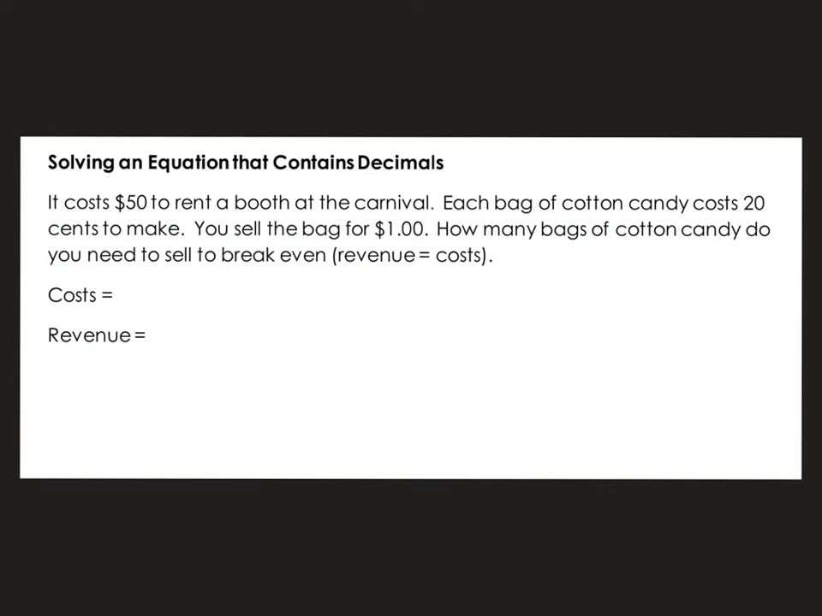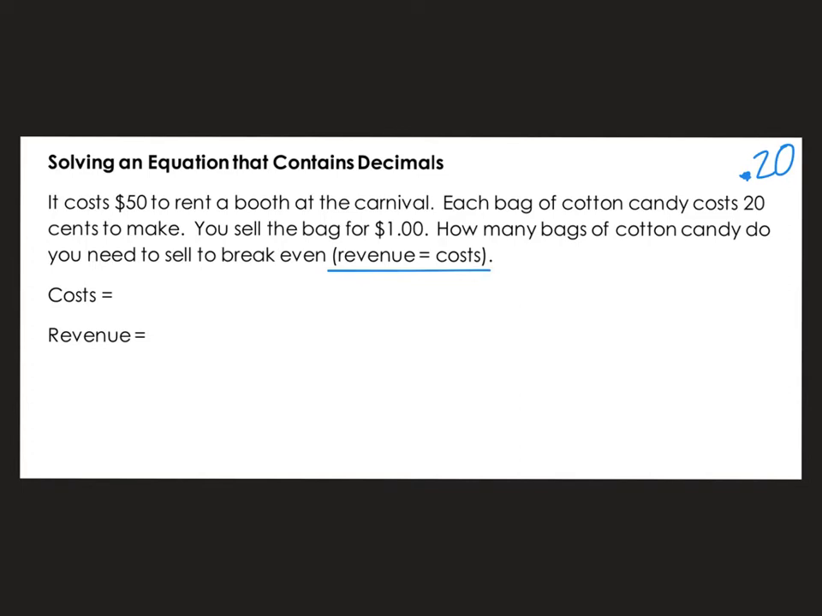All right, ladies and gentlemen, we're going to continue with solving an equation that contains decimals. So here it says it costs $50 to rent a booth at the carnival. Each bag of cotton candy costs 20 cents to make. I'm going to make a note right here that 20 cents is this. You sell a bag for $1. How many bags of cotton candy do you need to sell to break even? Remember, breaking even is when revenue and costs are the same.